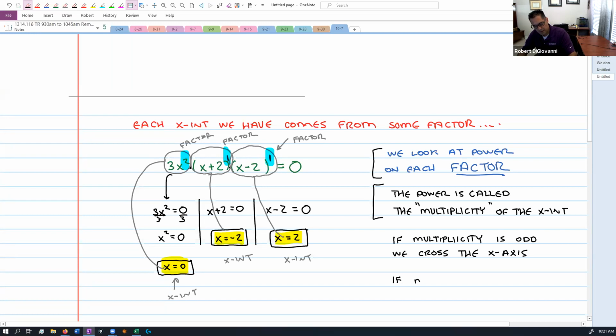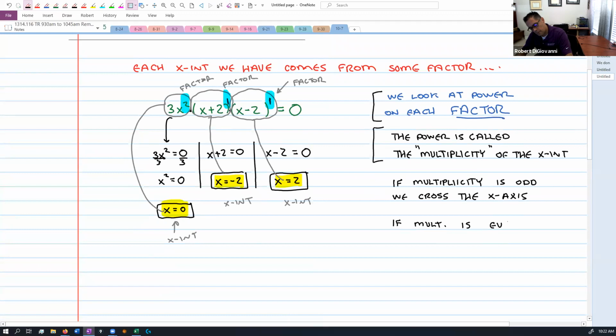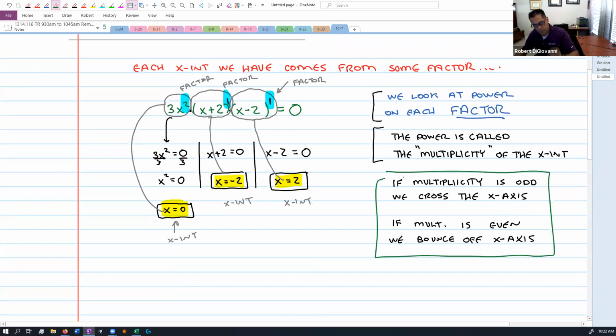If the multiplicity (mult) is even, we bounce off the x-axis. Okay, that's the big thing right there. The power on the factor tells you everything you need to know about whether or not you cross at that point or you bounce off like a wall. All right.